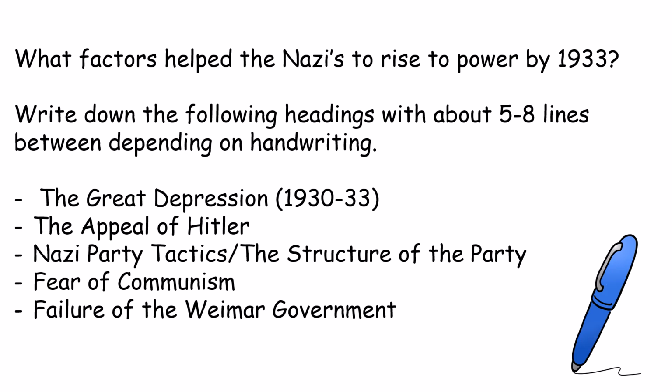So the first heading is the Great Depression, that's 1930 to 1933. The next is the appeal of Hitler himself, his charisma, his skills as an individual. The next links to that, but Nazi party tactics, the structure of the party. So that's going to be things like how they use propaganda, how they use the SA, parades and rallies, any methods that the Nazi party are using. It could be written in a question as Nazi party tactics, methods, or it could really throw you by saying the structure of the party, but it does mean the same thing. The fear of communism. And then the failure of the Weimar government.